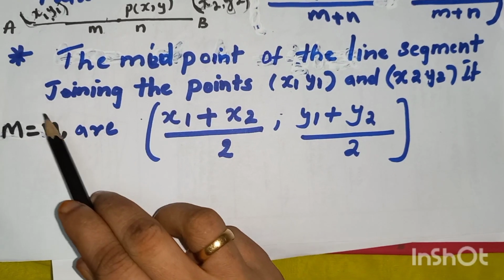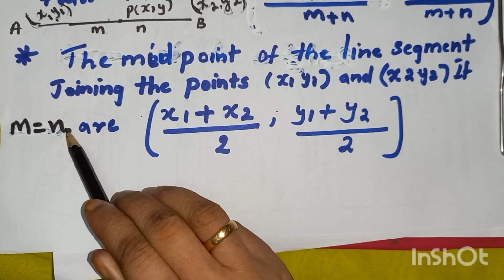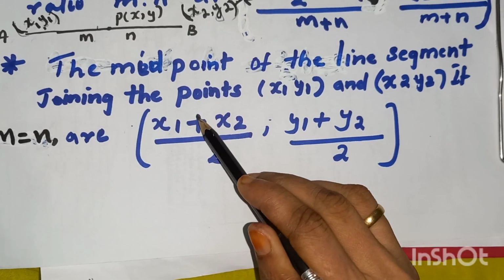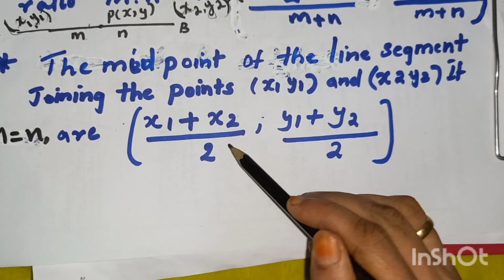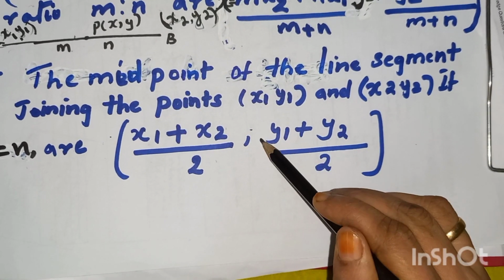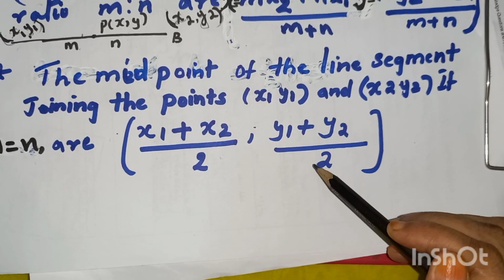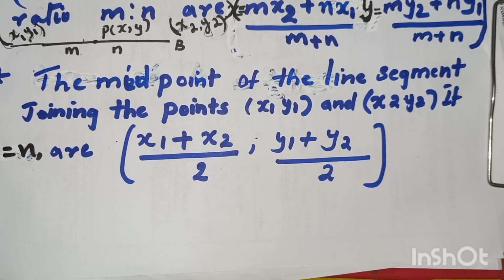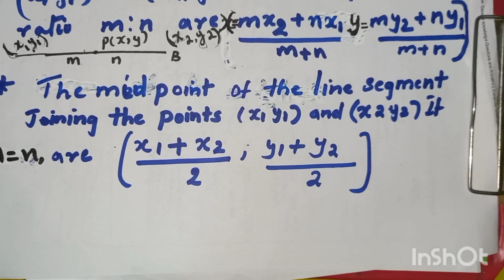What is the condition here? M is equal to N, or (x1 plus x2)/2 comma (y1 plus y2)/2. Is it clear for you?